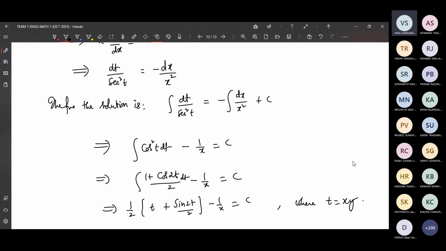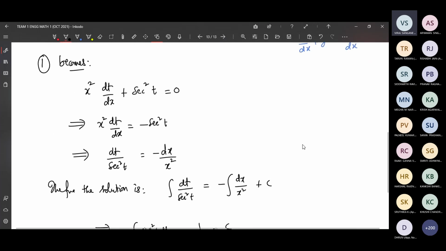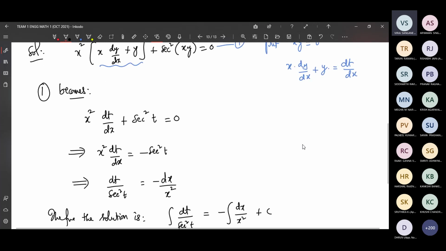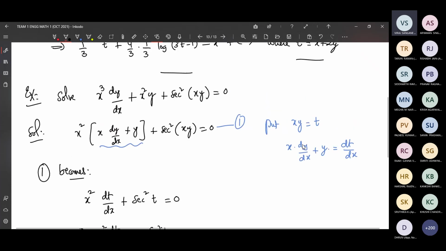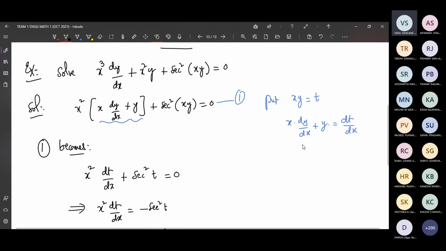Sir, could you please scroll up? This is simple integration only, nothing I have done specially. Sir, a bit more. Sir, this line that you've written, x dy by dx plus y is equal to dt by dx, I didn't really get that.